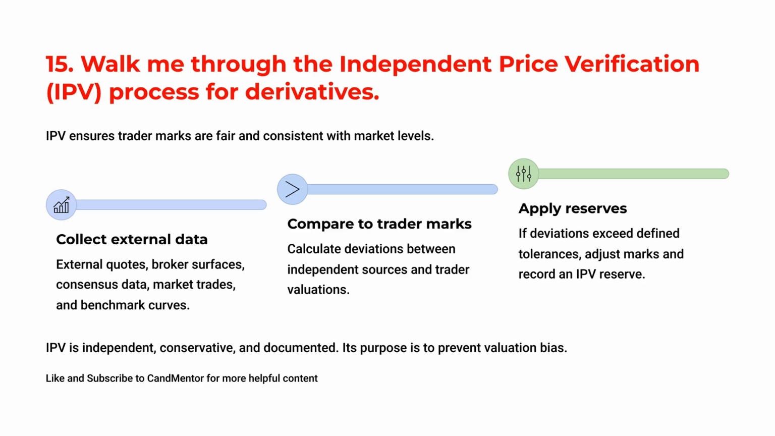You calculate deviations. If deviations exceed defined tolerances, you adjust marks and record an IPV reserve. IPV is independent, conservative, and documented. Its purpose is to prevent valuation bias.